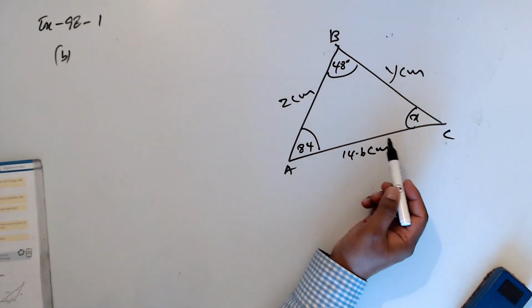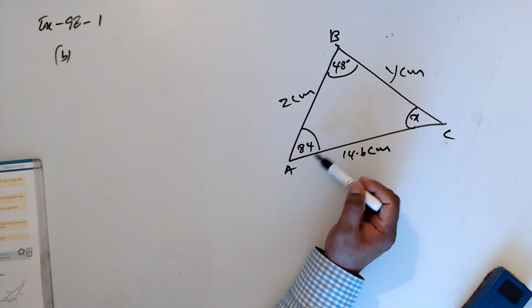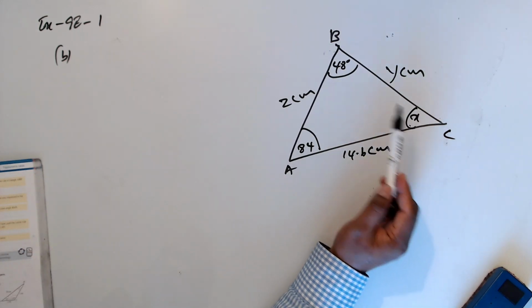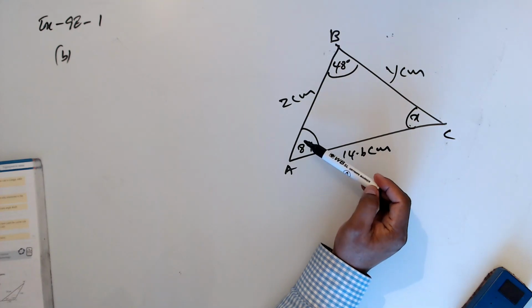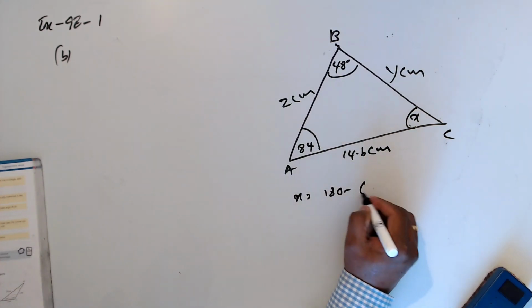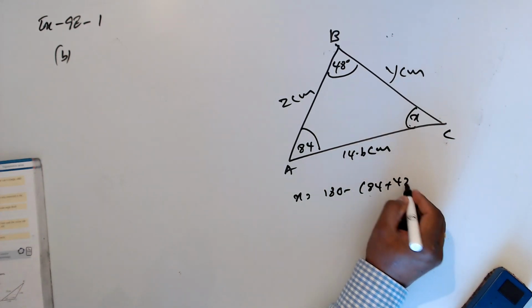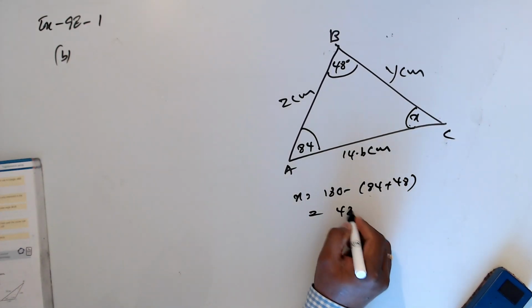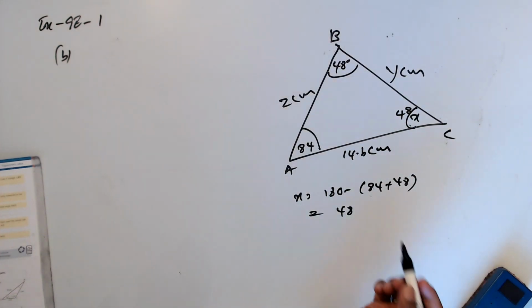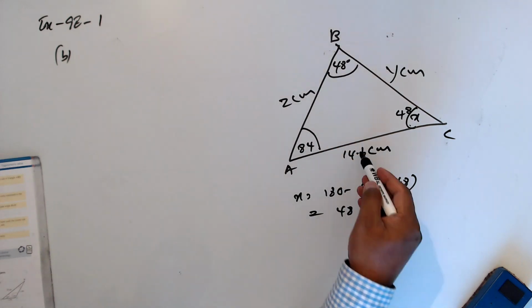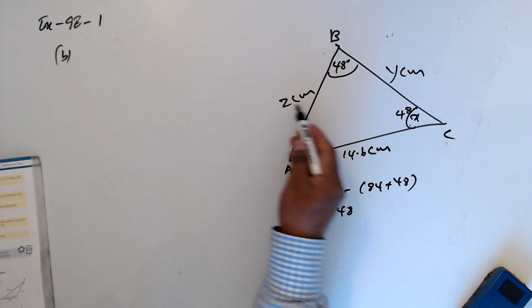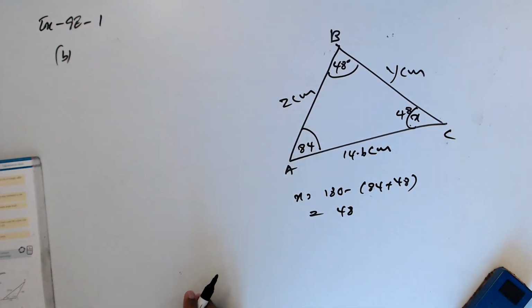And here I want to find y, z, x. x is easy because x is 180 minus 84 plus 48, which is 48. This is also now 48. And then I can write the sine rule to this one and this one, and I can find y, same as the two times sine rule.